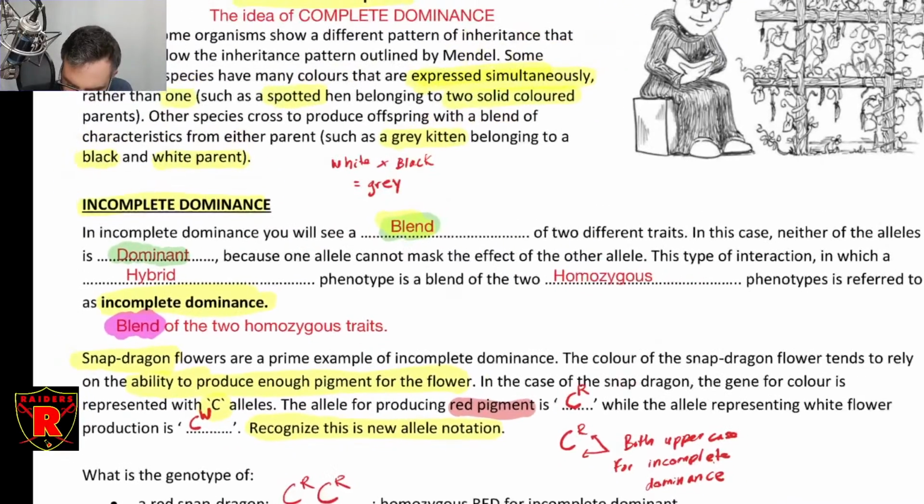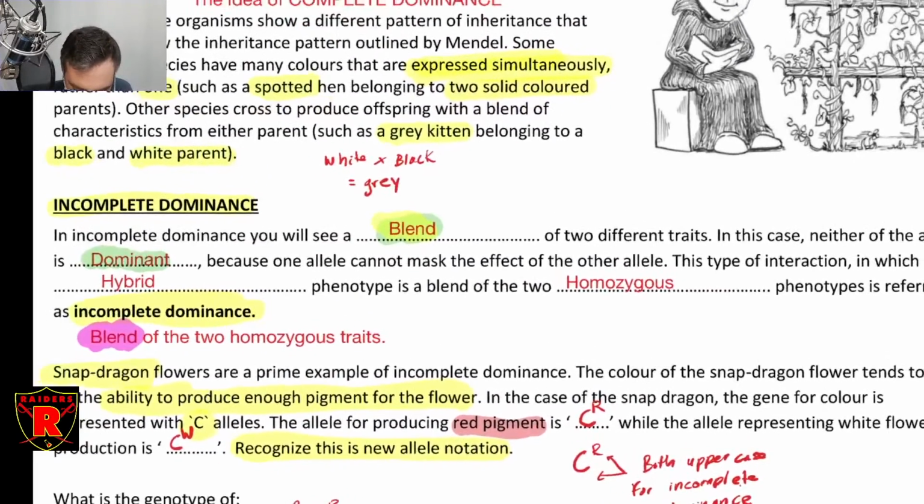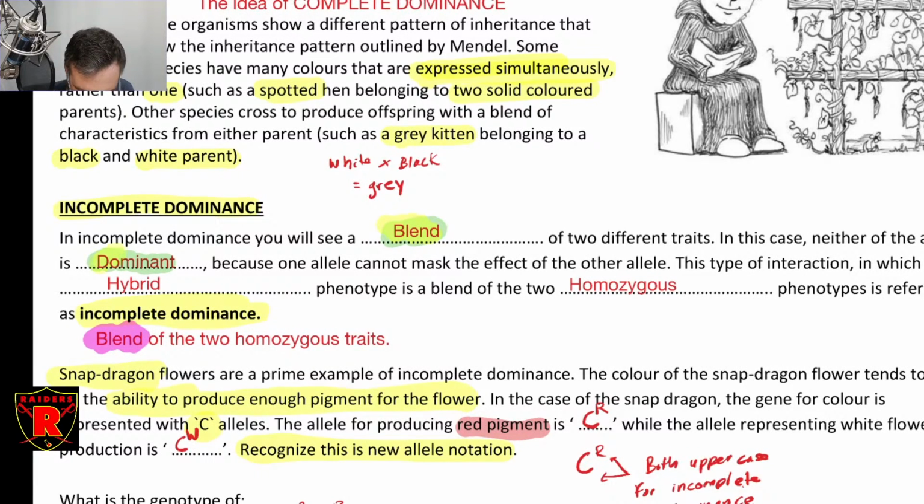So in this case, neither of the alleles is dominant to the other. Neither of the alleles is dominant because one allele cannot mask the other allele. And so this type of interaction, in which a hybrid phenotype is made that is a blend of the homozygous phenotypes, is known as incomplete dominance. So the key here is the word blend. It's a blend of the two original traits.